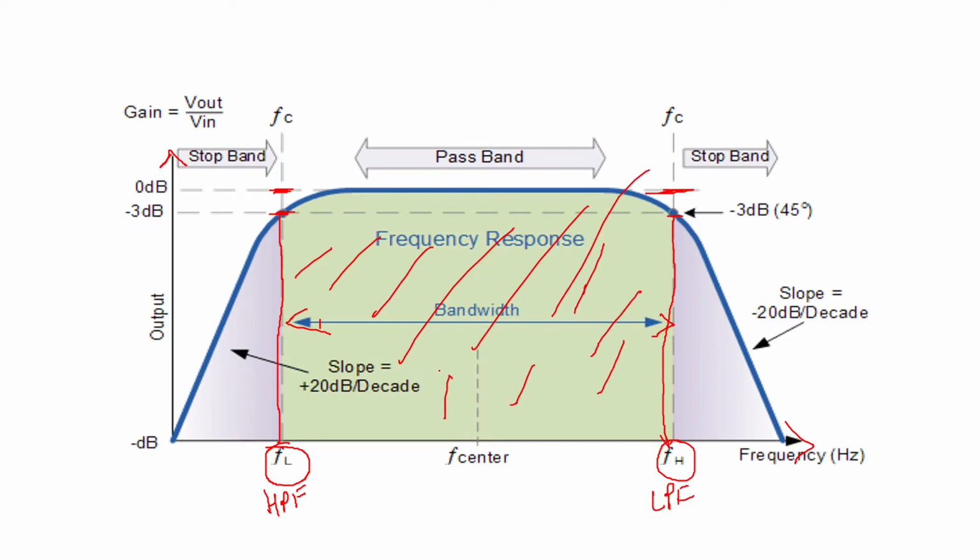This is your pass band, and the band below FL will be stop band, and the band above FH will be stop band. So you are passing frequencies from FL to FH, or you can say bandwidth is equal to FH minus FL. Clear? So here we can see the stop band, pass band, and the stop band. This is your complete action of band pass filter.